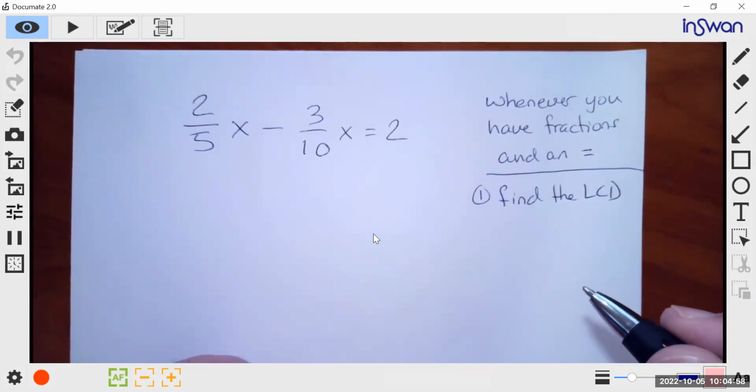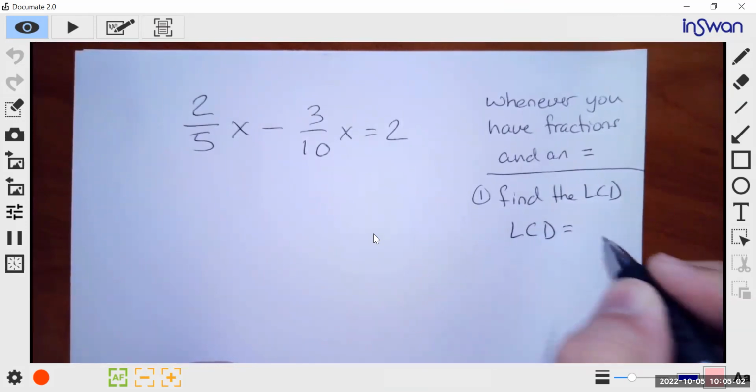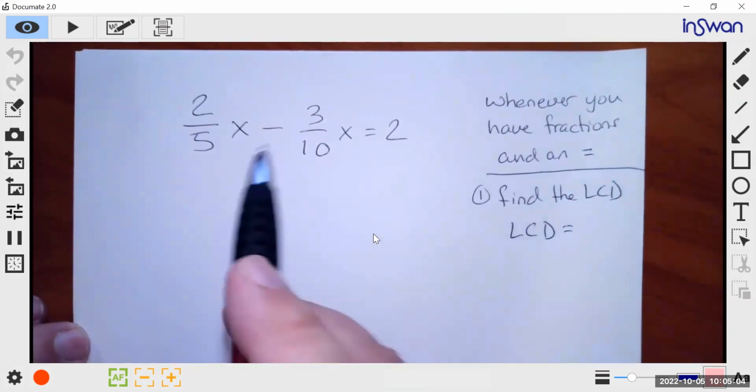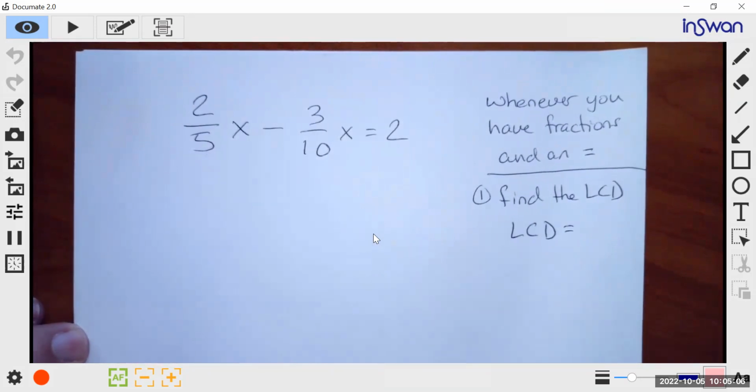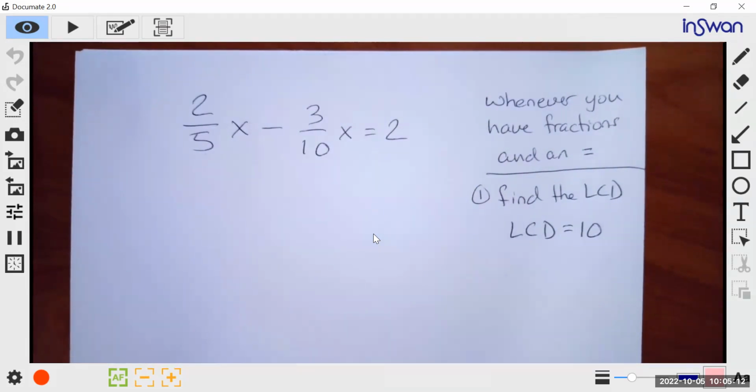Remember what the LCD was? The least common denominator. So what's the smallest number that 5 and 10 both fit into? 10. So that's what the LCD is. It's the smallest number they both fit into. So the LCD is 10.